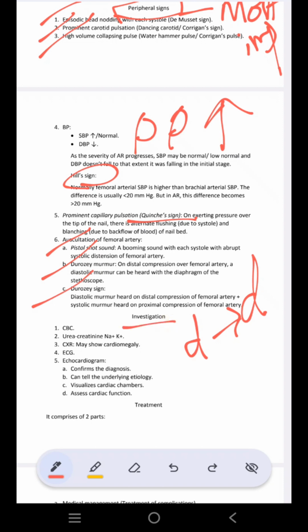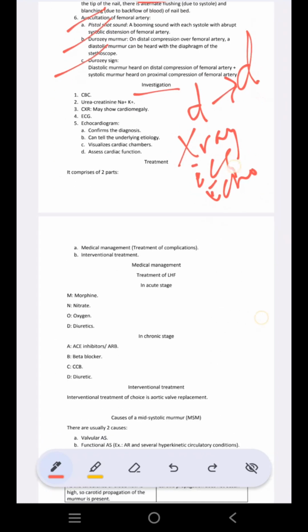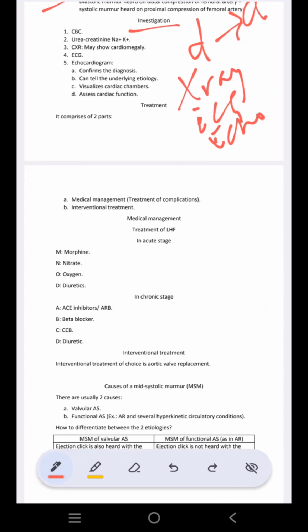Let's come to investigations. As in case of any CVS case, I've told you, chest X-ray, ECG, echo are very important. Now you will tell me the findings of the X-ray, ECG and echo in case of AR. And I am sure you will be able to say this because you have watched the other videos of valvular heart disease. I give you a hint. Here you have to consider what are the findings of left ventricular failure and then proceed with your investigatory findings.